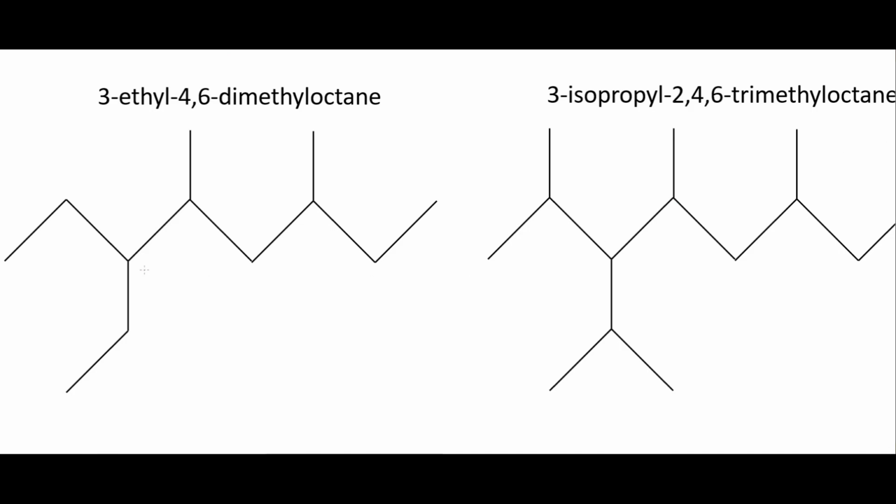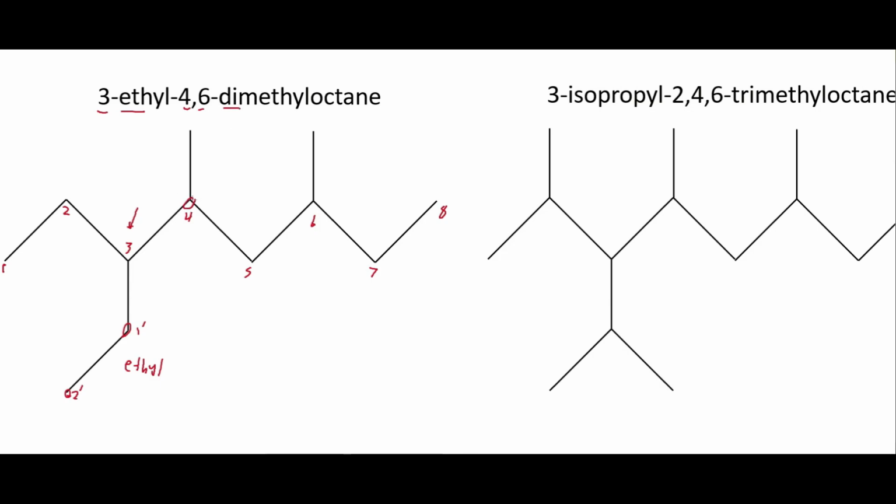So on here, we again have octane because we are starting from here. So we have 1, 2, 3, 4, 5, 6, 7, 8 in our main chain here. Then on the third carbon, we have this 1, 2, or you might see it as 1 prime, 2 prime, like that. And so that's an ethyl group. So it's 3-ethyl because we're on the third carbon. We have this ethyl group here. Then we do 4, 6-dimethyl.